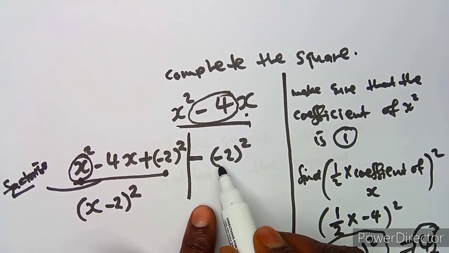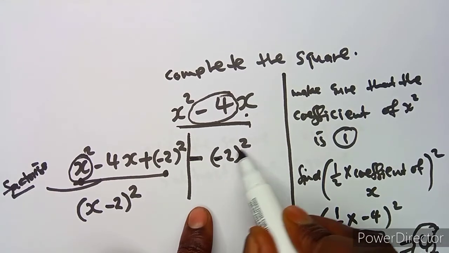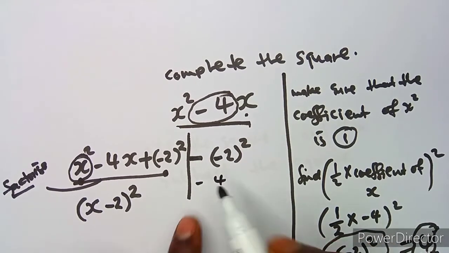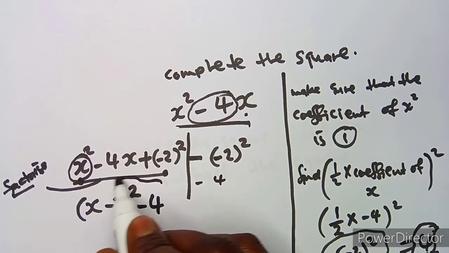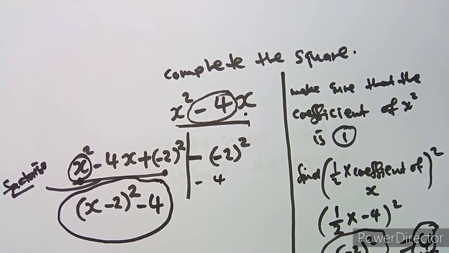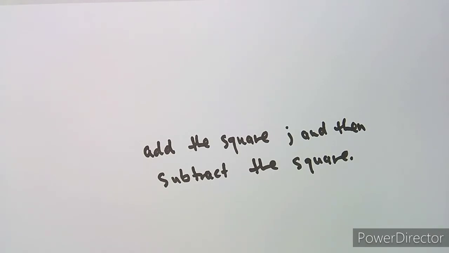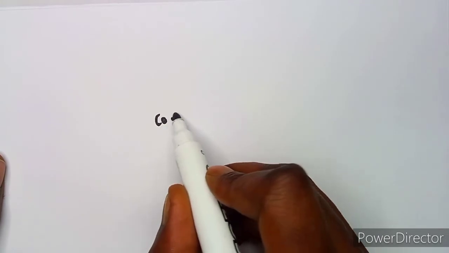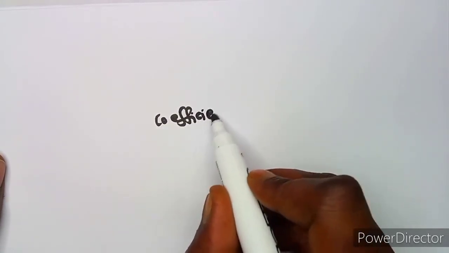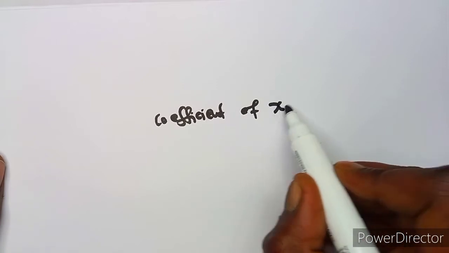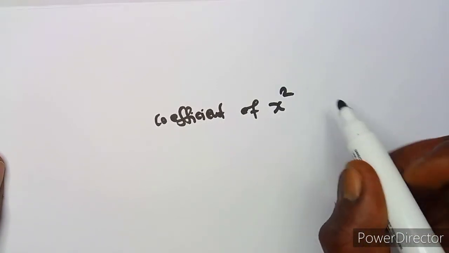Then here you just simplify this. Minus 2 squared is 4, so it's going to give us minus 4. So this will be minus 4 like this. So by this I have completed the square, which is going to give us x minus 2 squared minus 4. So what I'm trying to say, guys, is this. We are working on a condition where the coefficient of x squared is what? Is 1. So this is what you're going to have, working with the coefficient of x squared being equal to 1.